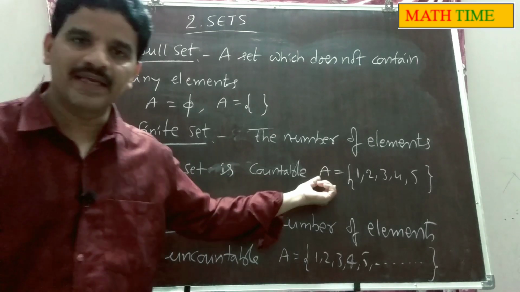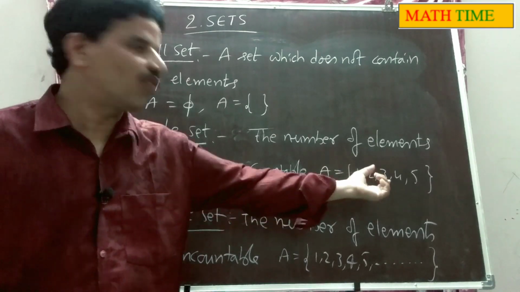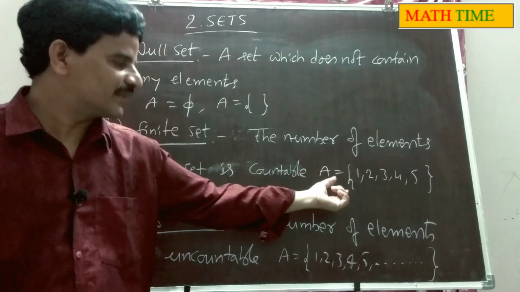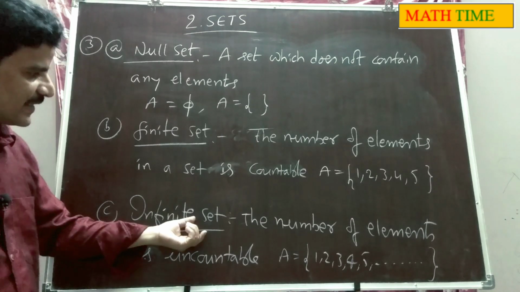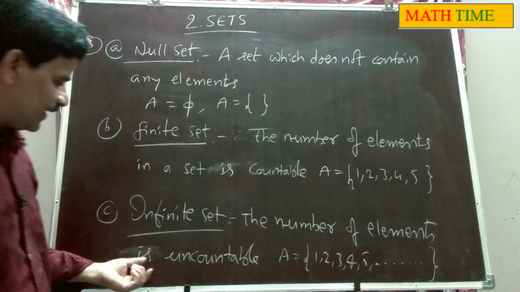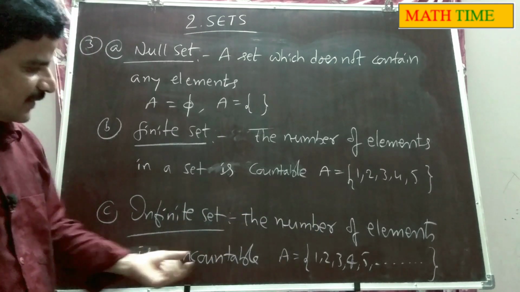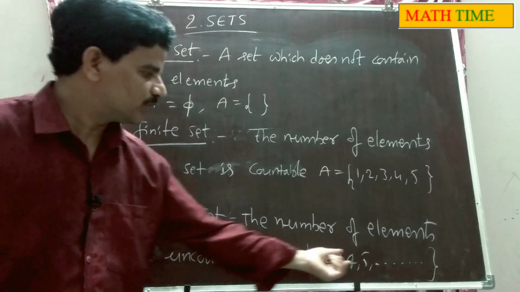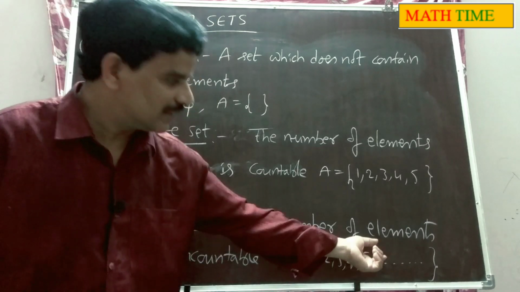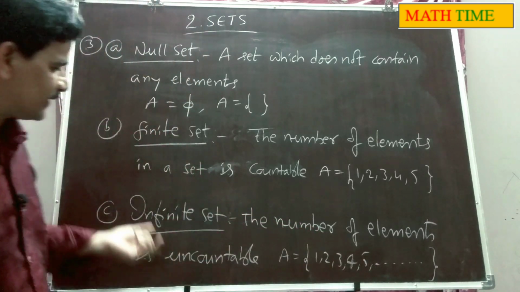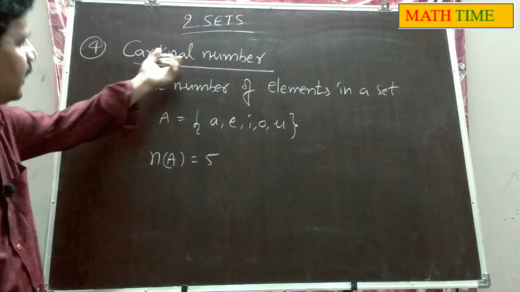For example, A equal to 1, 2, 3, 4, 5. Only 5 elements are there which can be easily counted and countable. So here infinite set means the number of elements is uncountable. Example A equal to 1, 2, 3, 4, 5 and so on. So here we cannot count all these elements, therefore this is infinite set. Or cardinal number.